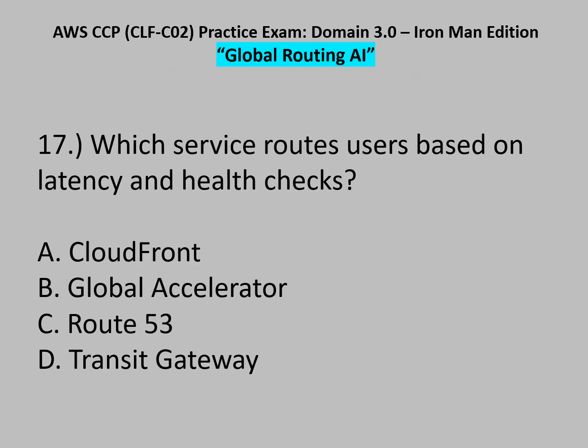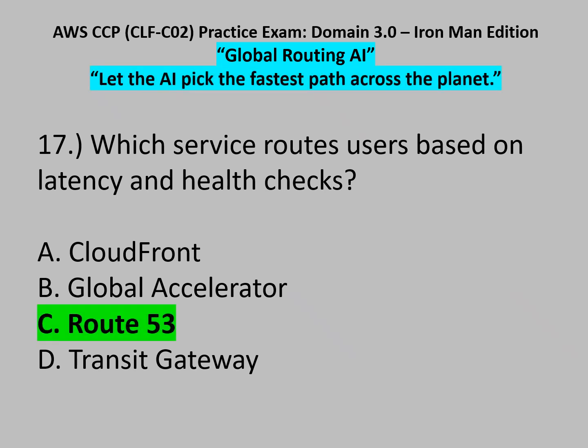Question 17. Which service routes users based on latency and health checks? A. CloudFront. B. Global Accelerator. C. Route 53. D. Transit Gateway. The correct answer is C. Route 53. Amazon Route 53 is a DNS service that directs traffic for latency, geography, or failover optimization.